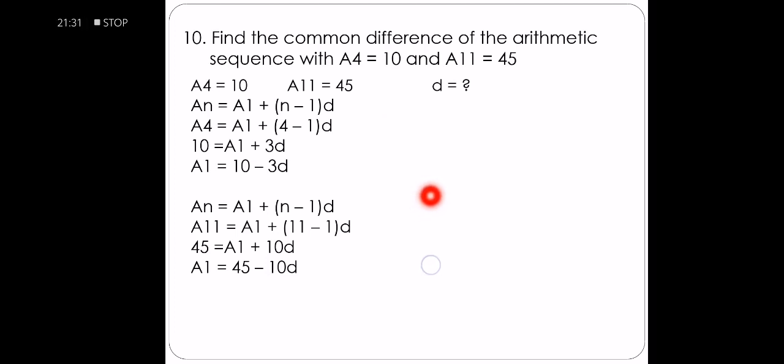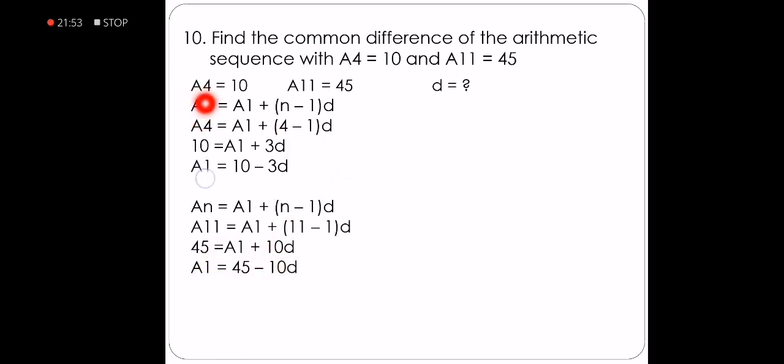Okay, so gagawa tayo ng equalities or equation. So, a sub n equals a sub 1. Uunahin natin yung a sub 4. Tapos, isosolve ulit natin yung a sub 11. Tapos, i-equate natin yung both a sub 1. Kasi, diba, parehas silang a sub 1. Ibig sabihin, ito, tsaka ito, parehas ng value.